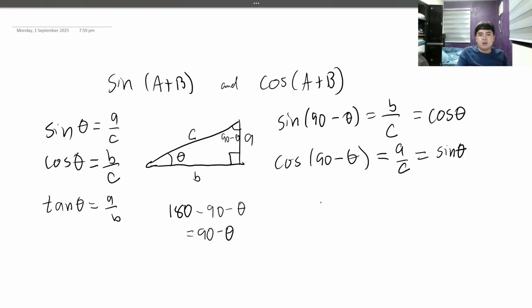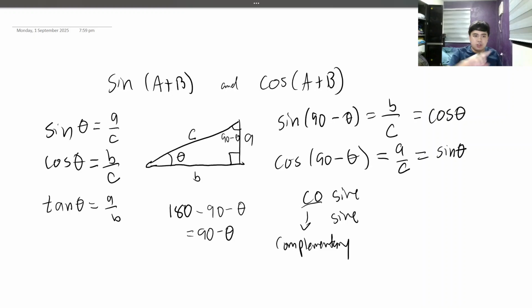So when we say cosine, the co means complementary actually. So what this means is that if you take the sine of the complement angle, you have cosine. So cosine is just short for complementary sine, right? So that's the first part. We're going to be using that fact later. A little bit before we go there.